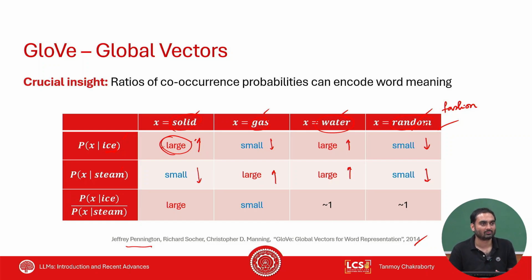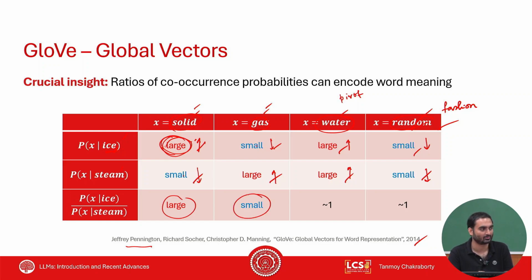Now what we do, now these context words are called pivot words. They are pivots. How many such pivots are there? The vocabulary number, the size of the vocabulary, right? Then what we do, we take the ratio of these two, this by this, this by this, this by this. So if we take the ratio of large and small, it will produce a large value. If we take a ratio of small and large, it will produce a small value. Large and large, the number tends to 1, right? And small and small also, the ratio tends to 1.